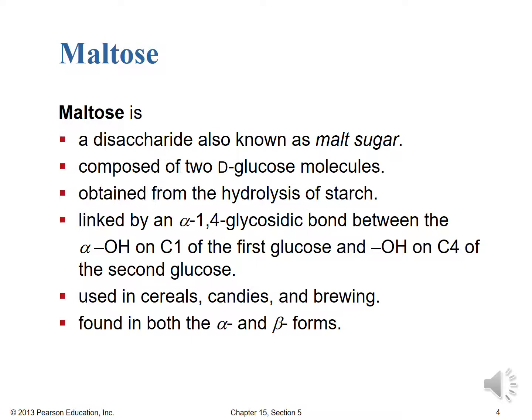It's obtained from the hydrolysis of starch, generally wheat starch, and it's linked by an alpha-1,4 glycosidic bond between the alpha hydroxyl group on carbon 1 of the first glucose and the hydroxyl on carbon 4 of the second glucose. It's commonly used in cereals, candies, and brewing, right? Malt will often be seen in beer. And then finally, it's found in both the alpha and beta form. So we'll have to look at this in the next slide to get a better sense of these structures when we talk about glycosidic bonds and alpha and beta forms.